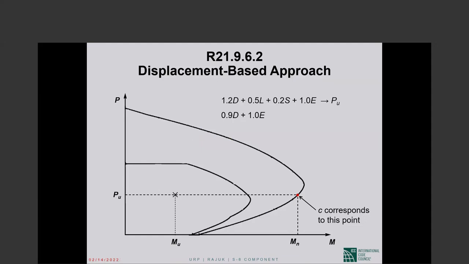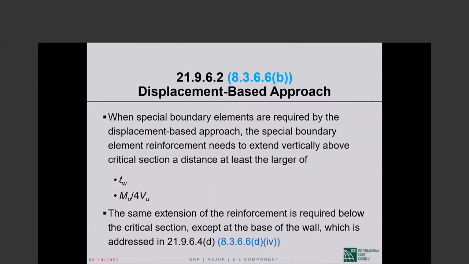Okay. The neutral axis depth C must be computed at that location for the combination of P sub U and the corresponding M sub N of the critical shear wall section at the base. Okay, it's very, very important to understand that that is the C we are talking about. If this C exceeds the critical neutral axis depth, then some part of the shear wall cross section has to be specially confined. Okay.